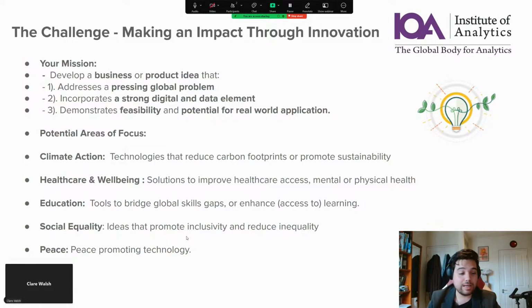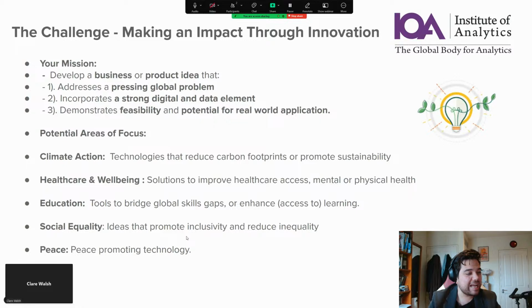You could, for example, create a product that tackles climate action, maybe tracks climate change better through visualizations, or reduces carbon footprints for companies, or promotes sustainability. It could be something more to do with healthcare, well-being, access to healthcare, global access. There's a big gap in how much access there is to healthcare between more developed countries and less developed countries, which does have global healthcare implications.